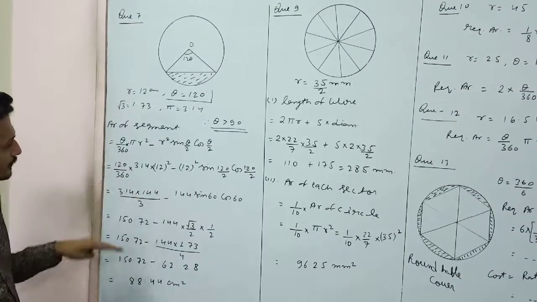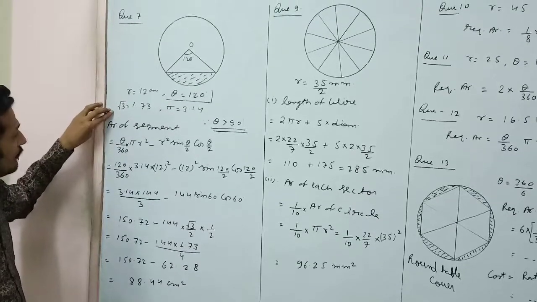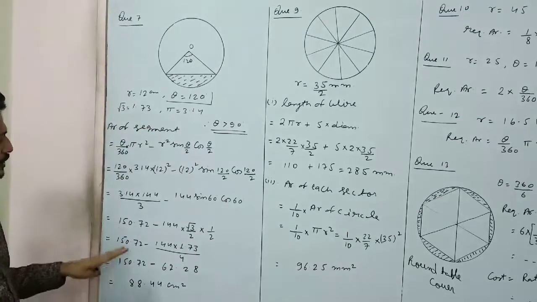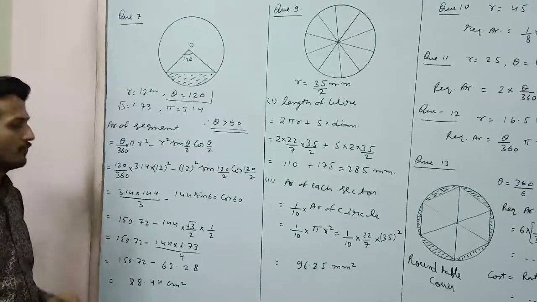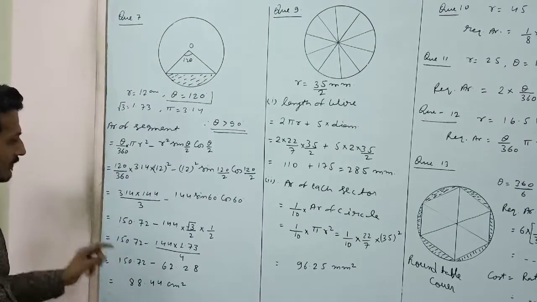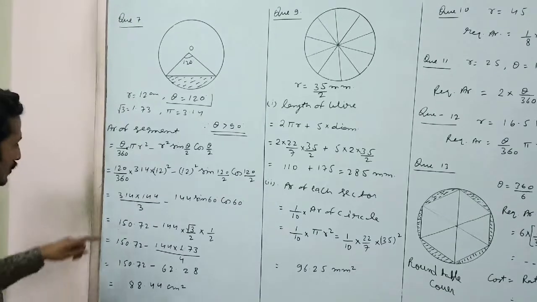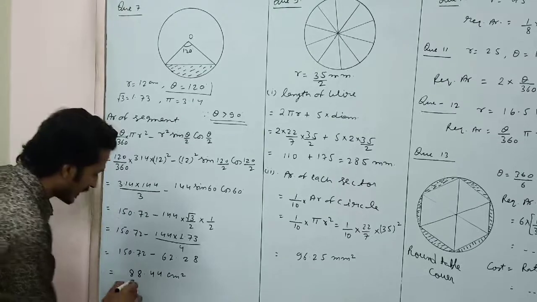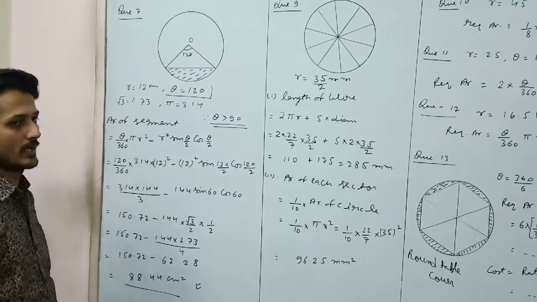Now we need to notice one more thing here, that it is given that the value of root 3 is 1.73 and the value of pi is 3.14. So put the value of root 3 as 1.73 and take the value of pi as 3.14, otherwise the answer which will come will not match with the required answer. So we have put the same values. By simplifying it, we get the required answer 88.4 centimeter square.